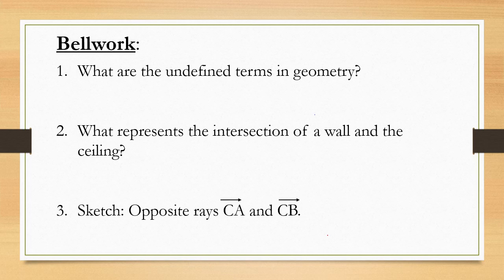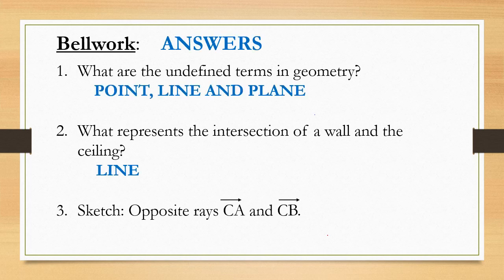All right, let's chat. What are the 3 undefined terms in geometry? Those 3 undefined terms are point, line, and plane. Number 2, what represents the intersection of the wall and the ceiling? So if you look at a wall and look at the ceiling, they form a line.